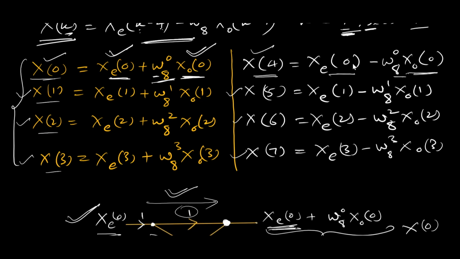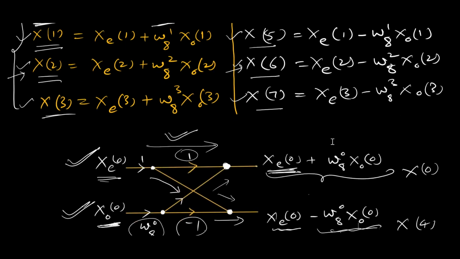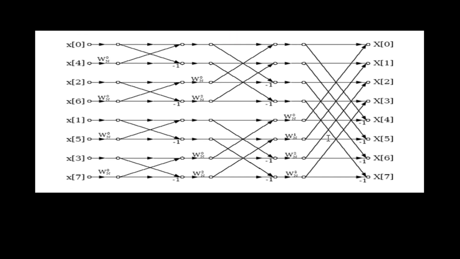So from here again we can conclude that x0 can pair with x4, likewise x1 can pair with x5, x2 can pair with x6, and x3 can pair with x7. So let us consider the even samples first. So x0 and x4 will get paired, likewise x2 and x6 will get paired. So let's see a detailed butterfly diagram.